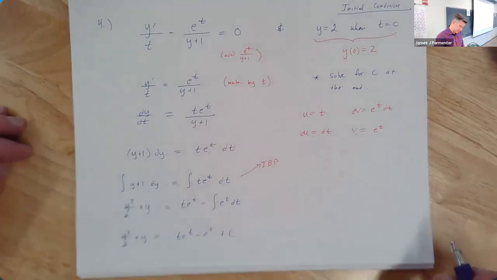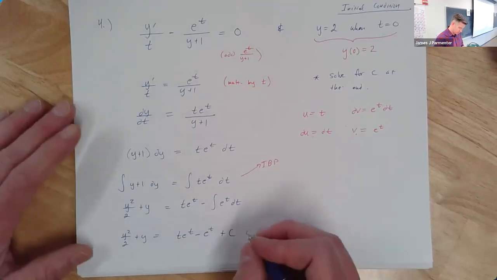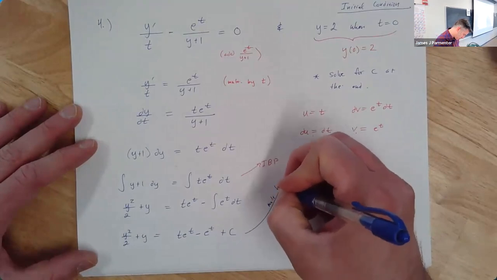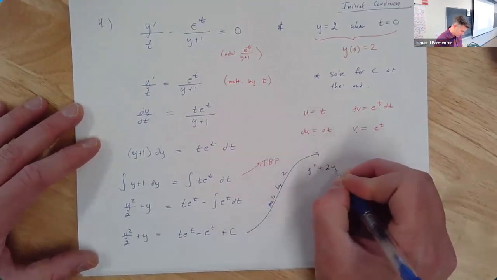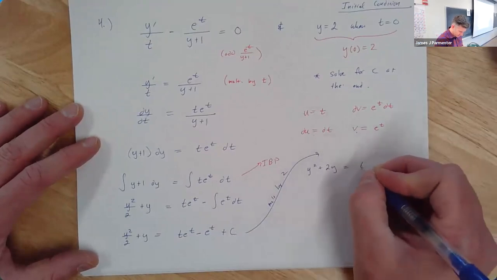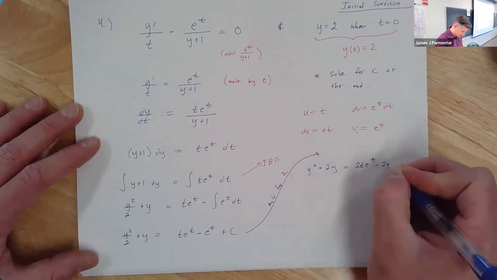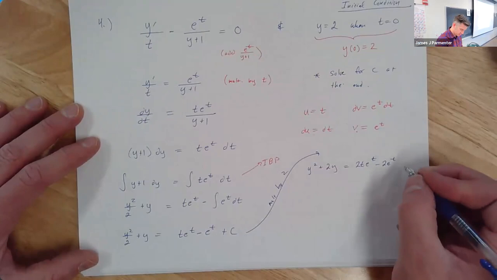So here's what I would say. Actually, so first of all, I would do one more thing. I would multiply both sides by 2. So multiply by 2. And we're going to get y squared plus 2y equal to 2 t e to the t minus 2 e to the t plus a new c, which is still c.